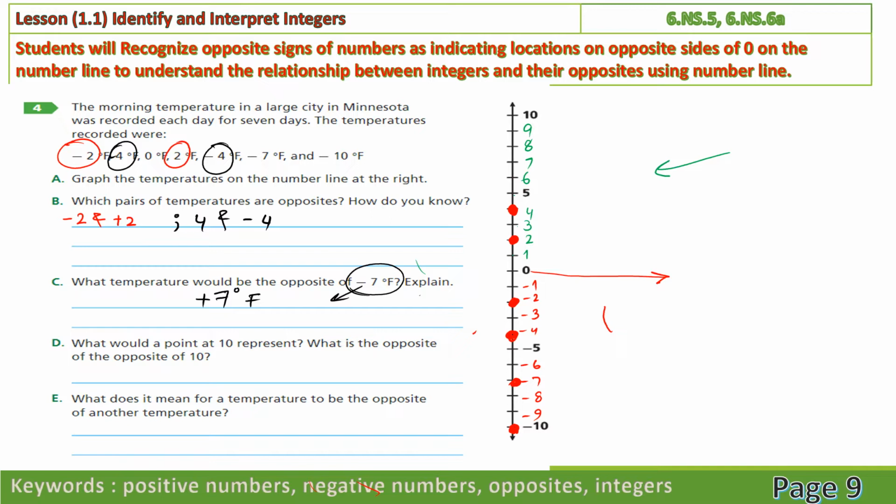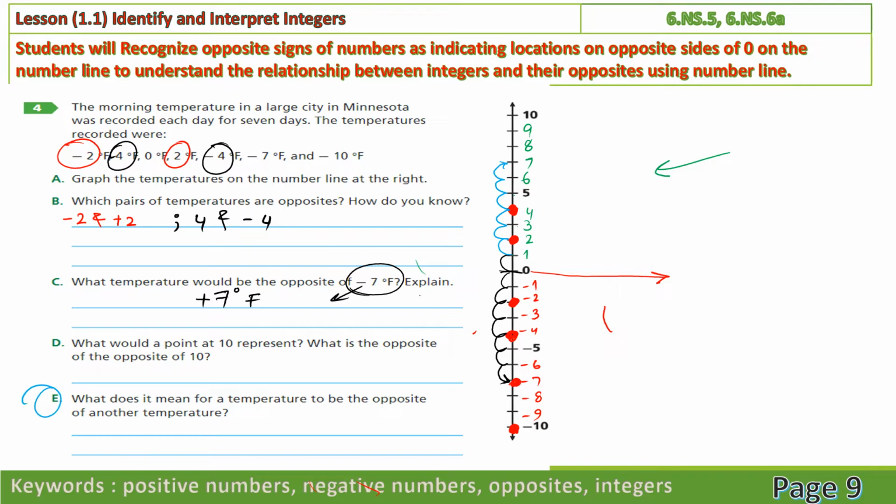Explain why? Because the opposite of a negative integer is a positive integer. Now, -7 is below the 0. It is the distance from the 0, 7 units below, on the below side, right? So +7 is the same distance from the 0, 7 units, but on the above side.